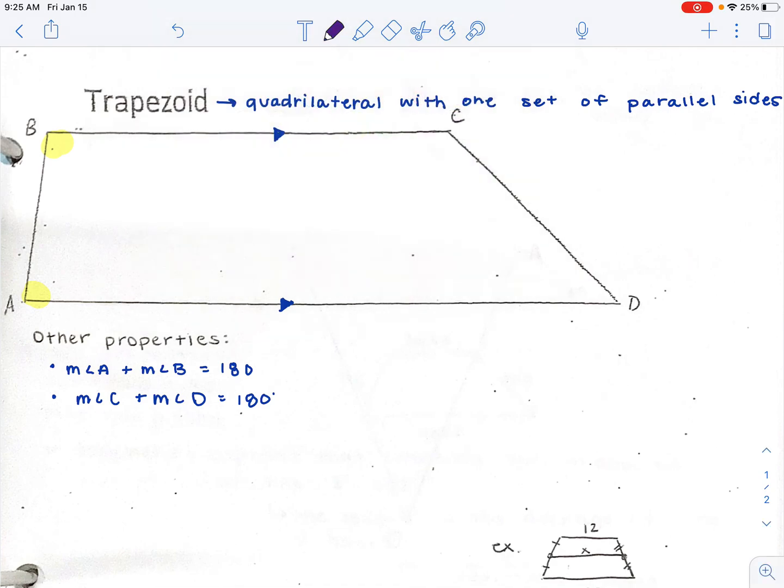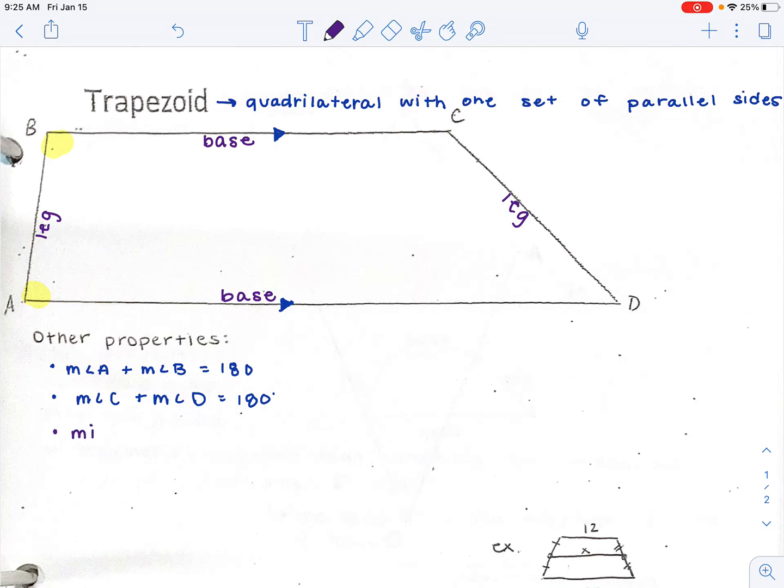Here are some vocab words for a trapezoid. This is what we call a base. And this is also a base. So it'll have two bases, and the bases are going to be the parallel sides. We call AB a leg, and CD would also be a leg. So your parallel sides are going to be your bases.